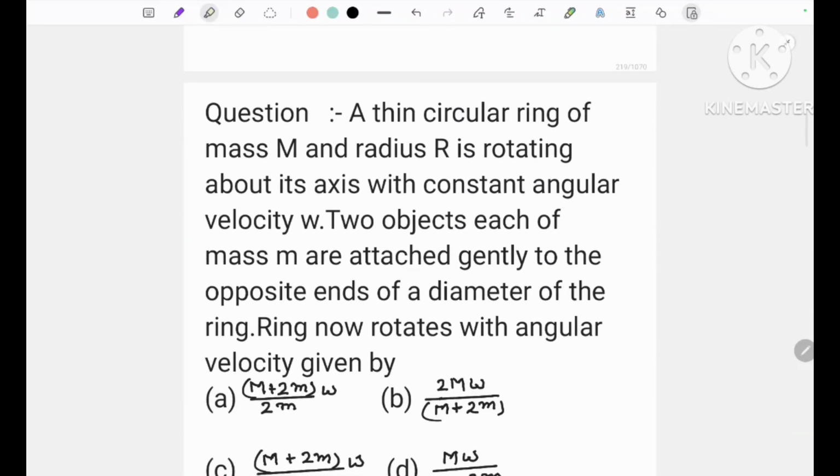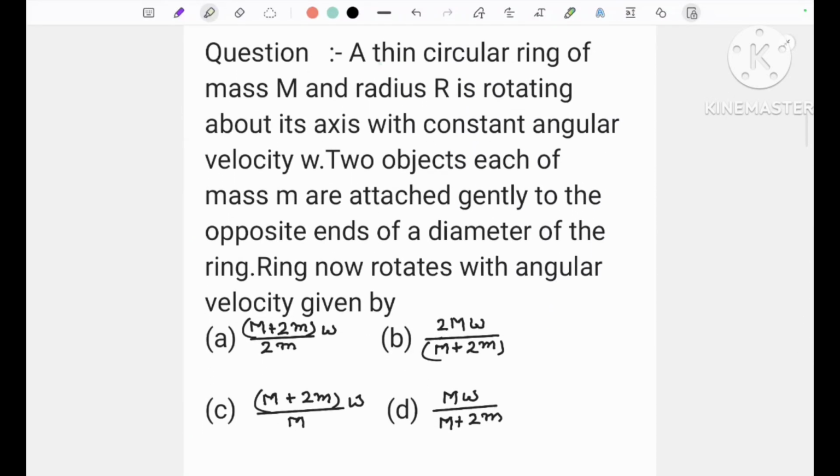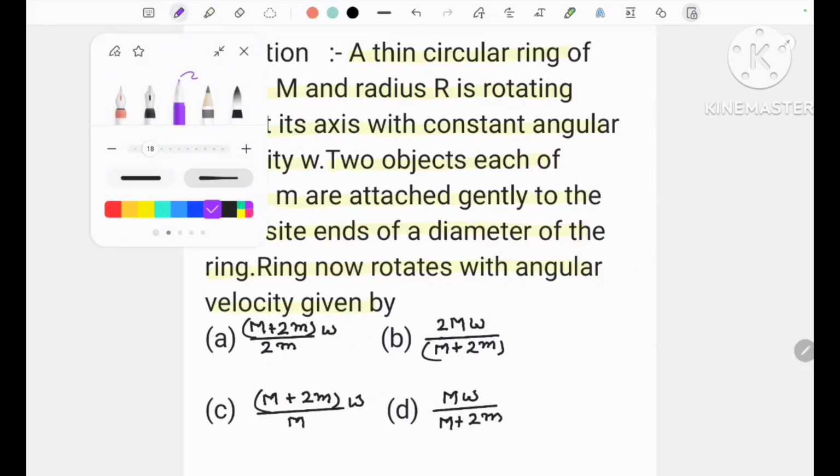Next, a thin circular ring of mass m and radius r is rotated about its axis with constant angular velocity omega. Two objects each of mass m are attached gently to the opposite ends of the diameter of the ring. The ring now rotates with angular velocity given by.